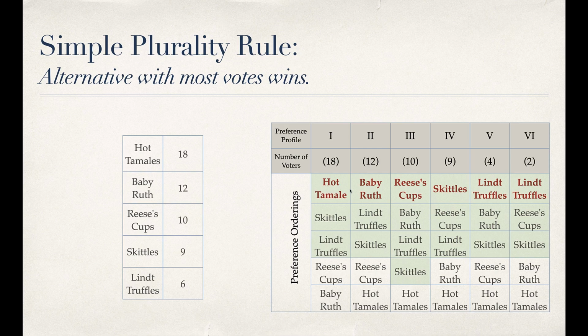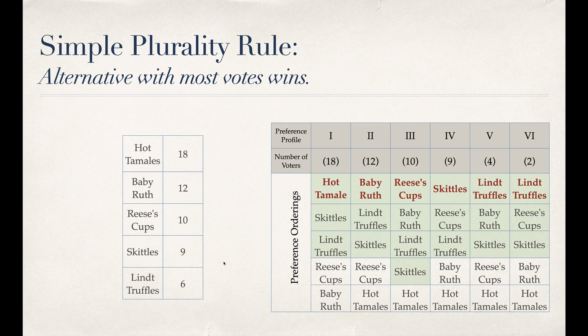So Hot Tamales gets 18. There's no other group here that votes for Hot Tamales, so there are 18 people, it gets 18. Baby Ruth is listed once as a top choice by 12 people, so it gets 12 votes. Reese's Cups listed only one time by 10 people, so it gets 10 votes. Skittles is listed only once as a top choice by this group here, group 4. There are 9 people, so it gets 9 votes. And Lindt Truffles is the top for both these last two groups. There are 4 people in this group, 2 voters in this group, so 4 and 2 is 6.